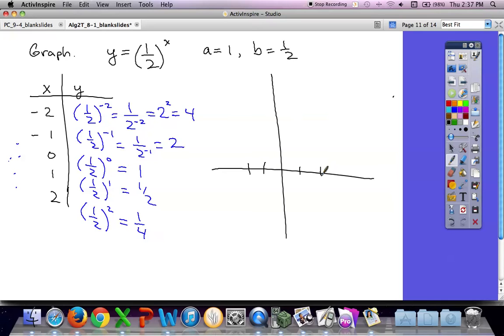And again, my values here go from 4 to 1/4. So I'm going to make this go up to 4. And I'll change that to blue. So here's my first point. -2,4 is here. -1,2 is here. 0,1 is here. 1,1/2 and 2,1/4. Right? Can we see the shape of the graph? More or less? Right? So it looks like this.